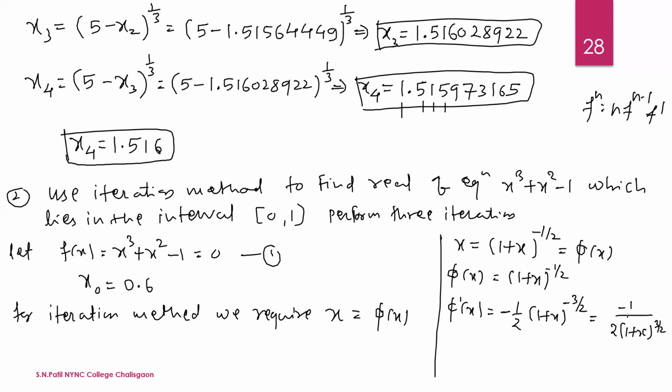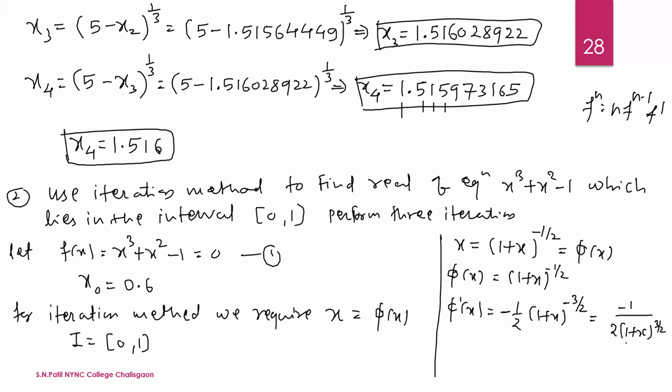Okay. Now here the lowest value of the interval, here interval is 0, 1, is 0. When we put 0 here, 0 plus 1 is 1, 1 into 2 is 2, minus 1 by 2. When we take its mod, then we get less than 1.